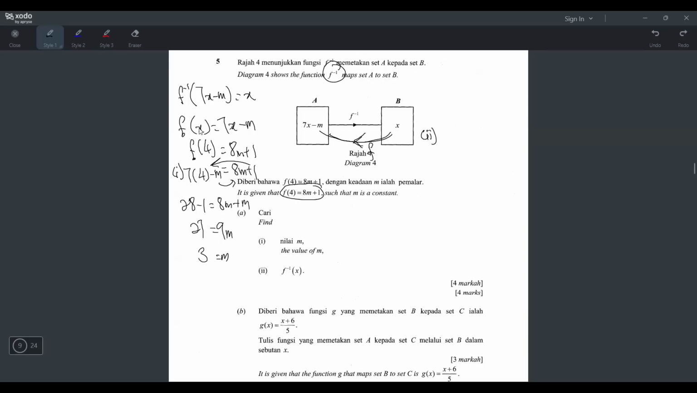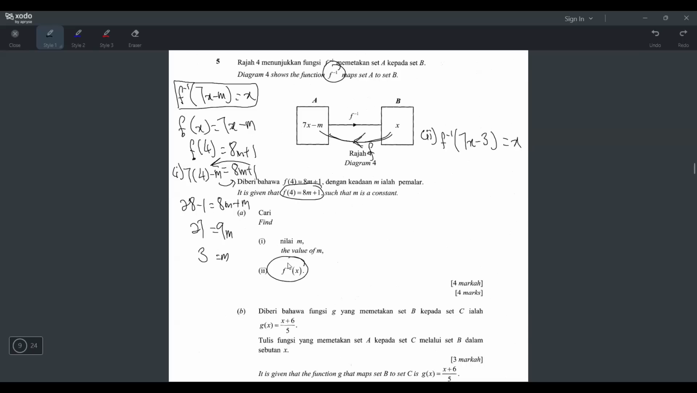I prefer doing it like this lah. So if you don't want to do it like this, you can do it like this. You remember this f inverse? They say f inverse of 7x minus m equals x, right? And the m is 3. So I can actually write f inverse of 7x minus m, which is minus 3, equals to x, right?